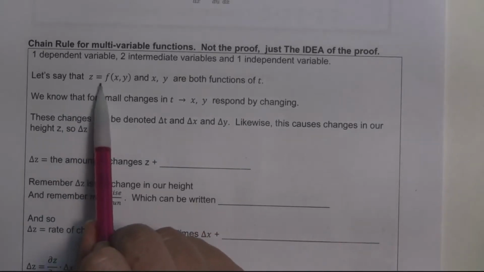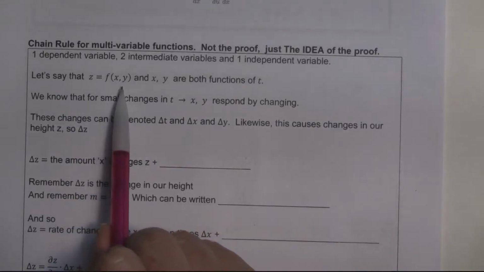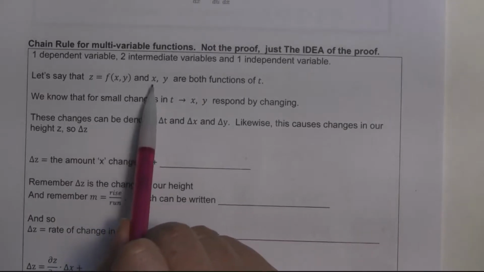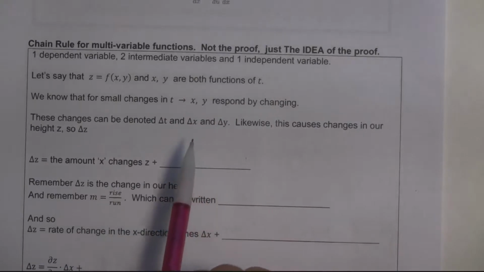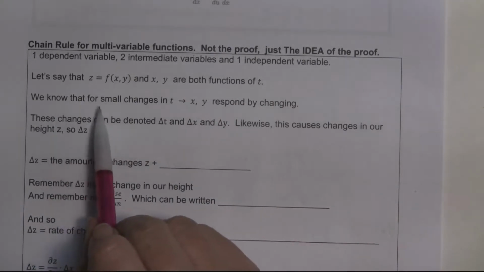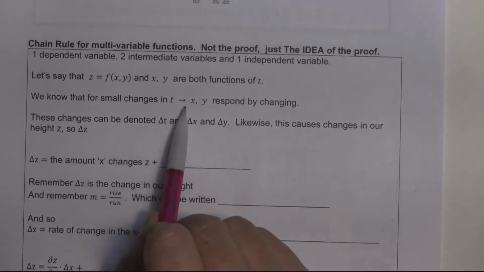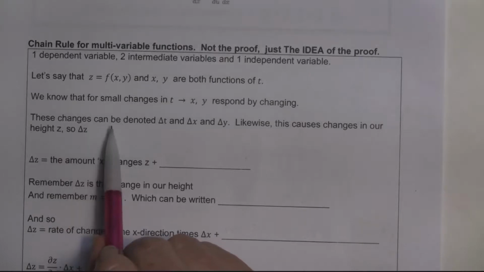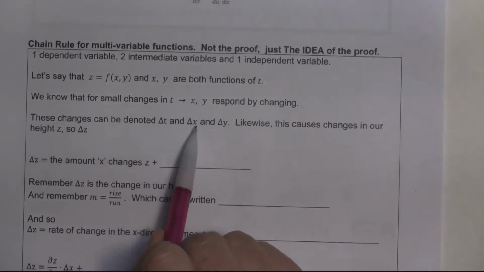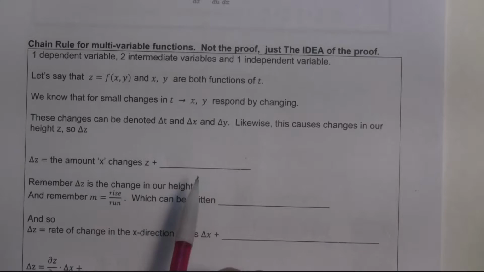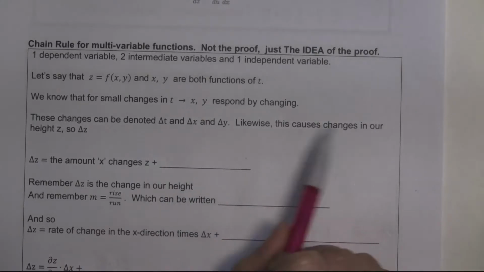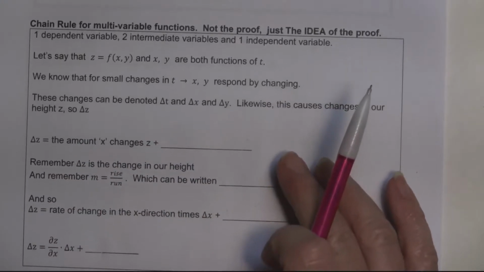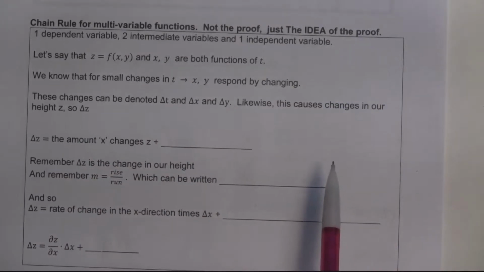So let's say that z equals the function xy, and x and y are both functions of t. So that's what we've seen. And we know that for a small change in t, x and y respond by changing. And these changes can be denoted delta t and delta x and delta y. Likewise, this causes changes in our height, delta z. And so now we're going to describe those changes in delta z.